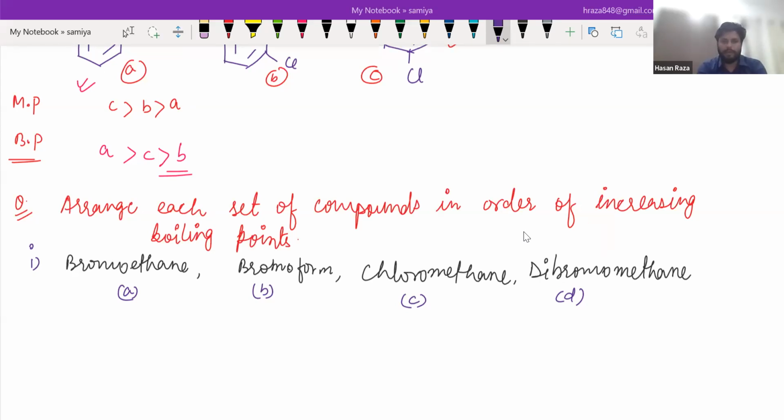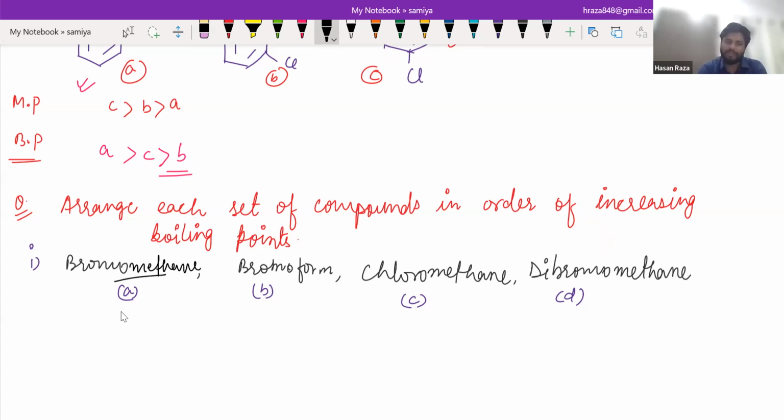I'm requesting everyone to reply whether you are able to solve it or not, or whether you are still solving it. See, it's very easy. If you are going with the concept, bromoethane. Do you know what is bromoethane? First of all, let me correct this. Since we are talking about methane only, this will be like this. Now I'm going to write the structure of this bromomethane.